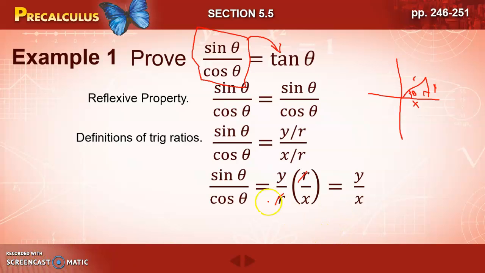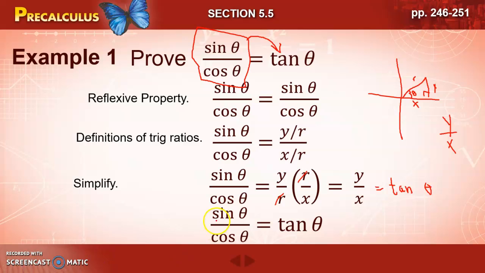And based on our definitions that we came up with before, remember we said that tangent was opposite over adjacent. Well, the tangent of theta is opposite over adjacent. So based on our definition of trig ratios here, y over x is the same thing as tangent theta. And then we're going to write our final step here of sine theta over cosine theta equals tangent theta. And that is based on our transitive property of equality.